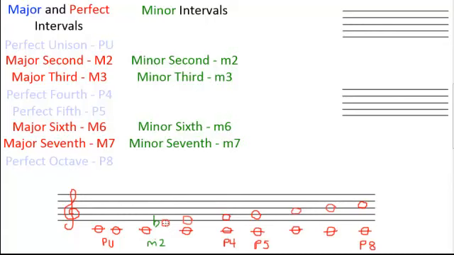Okay, let's continue on with our minor third. So we want to lower that E by a semitone to become a minor third. So our major third sounds like this. Now when we lower that by a semitone to an E flat, our minor third now sounds like this.